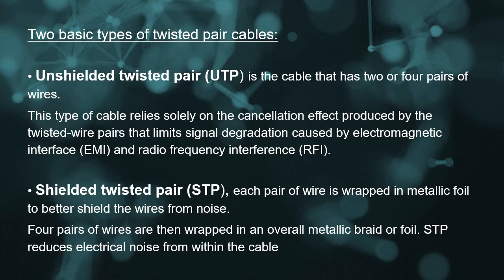So let's go back. Unshielded twisted pair or UTP has 2 or 4 pairs of wires, but it is not wrapped in metallic foil. While in shielded twisted pair or STP, each pair is wrapped in a metallic foil.